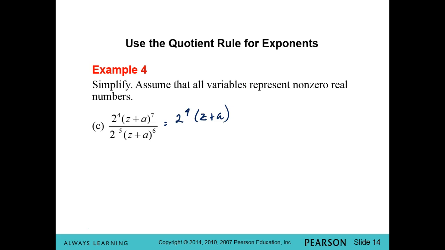Now, I don't want to figure out what 2 to the 9th is. You could, but that gets to be a mighty big number. I'm just going to leave it like this and see what they say. I may have to erase it, though. Let's see. No, they did it right. All right, 2 to the 4th divided by 2 to the minus 5 times z plus a to the 7th divided by z plus a to the 6th. Okay, so that would be 2 to the 4 minus a minus 5 times z plus a to the 7 minus 6. That would be 2 to the 9th times z plus a, just like we did. Got it?